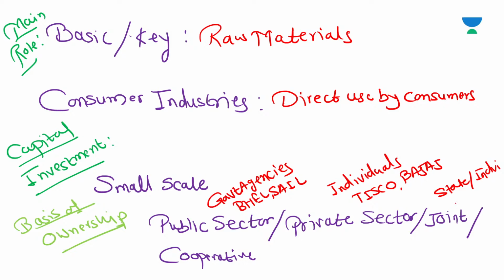Then cooperative sector industries are owned and operated by the producers or suppliers of raw materials, workers, or both. They pool in the resources and share the profits or losses proportionally. Examples are the sugar industry in Maharashtra and the coir industry in Kerala.